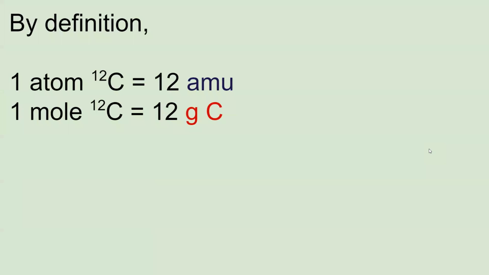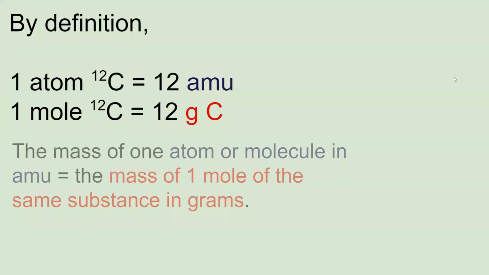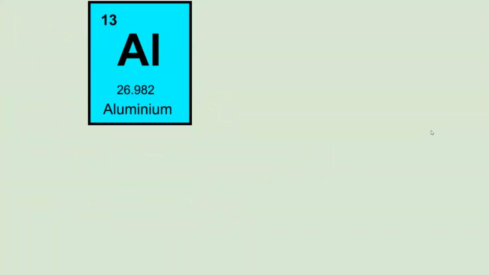Okay. Now you've already talked about AMU. We talked about that in chemistry A, how AMU means atomic mass unit. So if you have an atom, it has a mass of 12 atomic mass units. But if you have a mole of carbon, it has a mass of 12 grams of carbon. Okay, so the mass of an atom or molecule in AMU is equal to the mass of 1 mole of that same substance in grams.